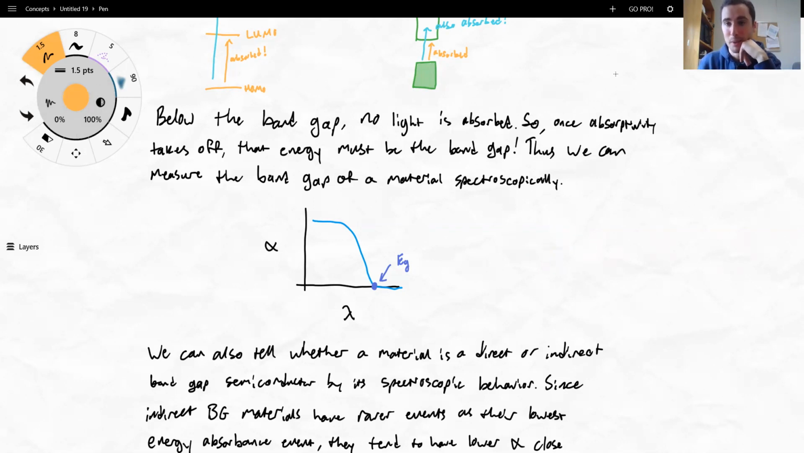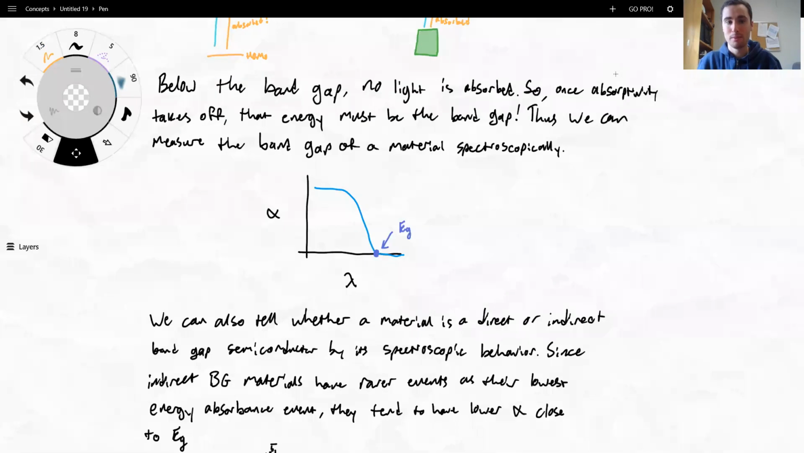So on this example plot here, where I'm plotting alpha against wavelength, right as soon as it starts to tick up, right? We're not looking here where the absorbance is already maxed out. We're looking at right where it starts to absorb. That is your band gap energy. So that's pretty convenient. It's an easy thing to do, and it works pretty well.